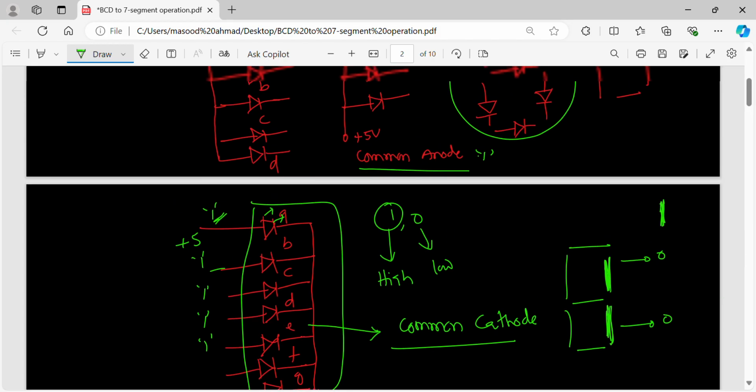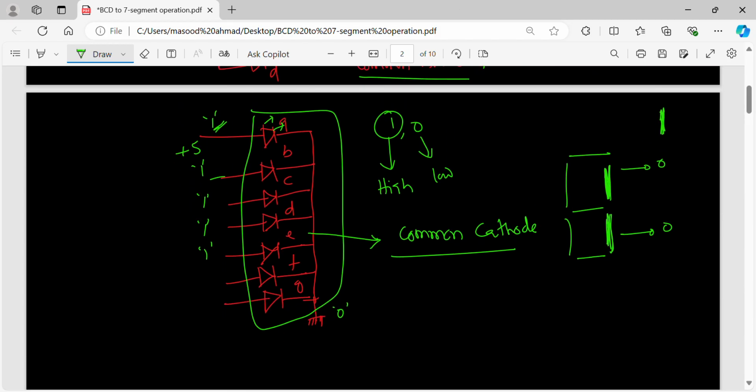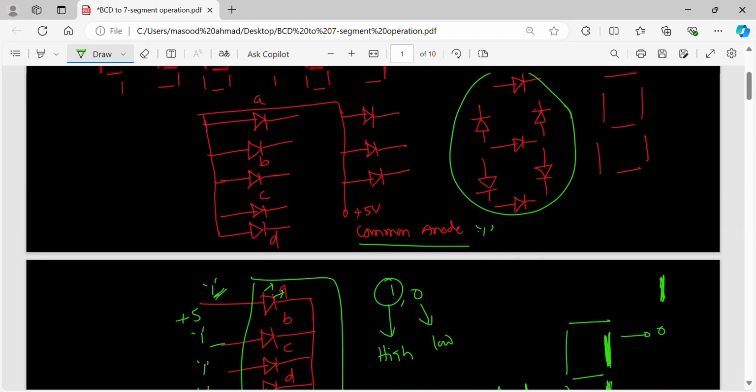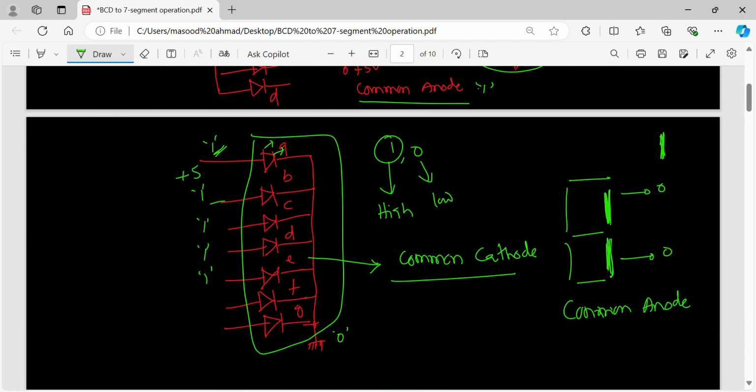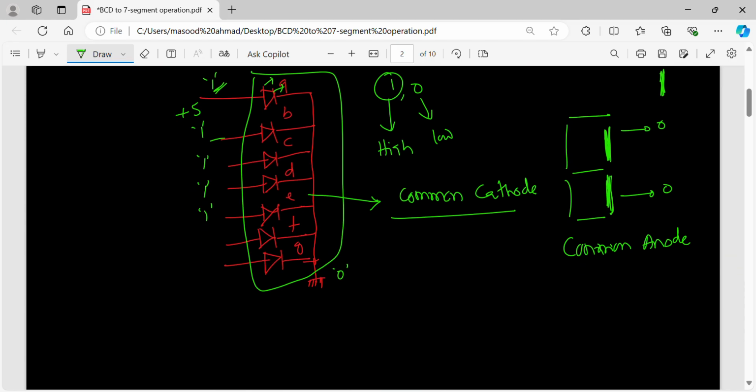When it is possible, this is if it is a common anode type. In a common anode, what is going to happen? If the leftovers are cathodes, then the segment will glow if it is connected to ground. So I need to connect 0 and 0 because the supply is connected already. Then only the light will emit from this. So it will glow.